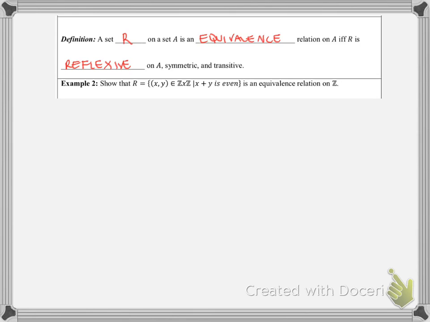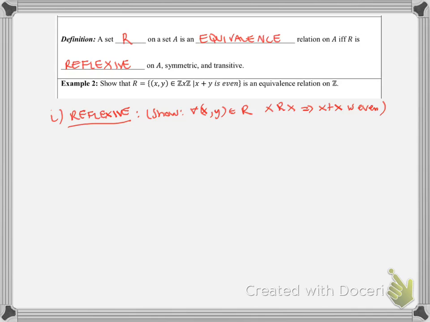So we're going to show that the relation R equaling (x, y) in Z cross Z, such that x plus y is even, is an equivalence relation on Z. Okay, so I'm going to show you reflexive and symmetric in detail, and then for transitive, I'm going to have you do it on your own, although I'm going to post it on here. So reflexive. Okay, so this is what we're trying to show.